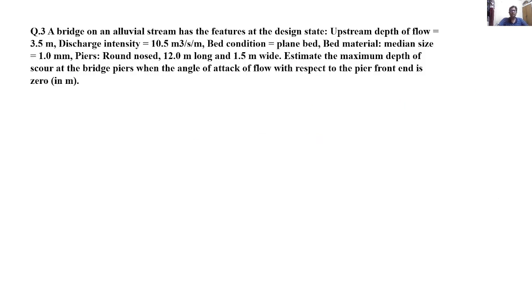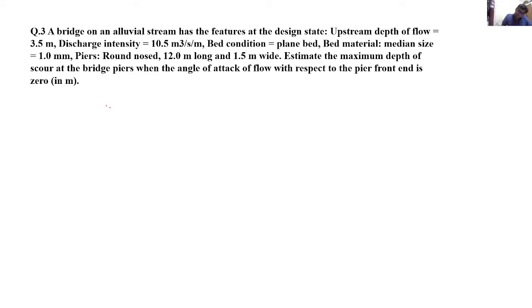Now let us move to the last question of our weekly live session. This is a question about the scour depth again, which comes very prominently among the assignment problems. A bridge on an alluvial stream has the features of the design state. Upstream depth of flow is equal to 3.5 meters. Discharge intensity is 10.5 meter cube per second per meter. Bed condition is plain bed. Bed material median size D50 is equal to 1.0 mm. Piers are round nosed, 12.0 meter long and 1.5 meter wide. Estimate the maximum depth of scour at the bridge piers when the angle of attack of flow with respect to the pier front end is 0.